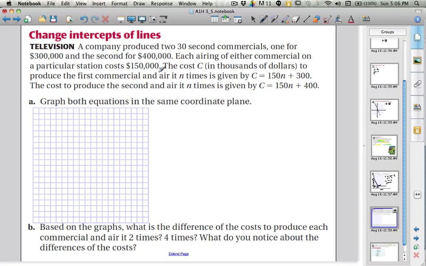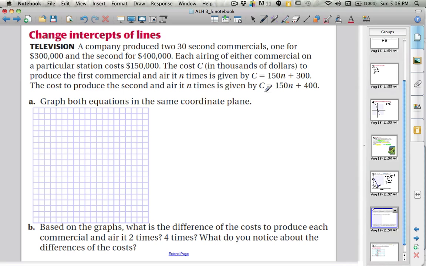Using another problem where we're going to work more with the intercepts of the lines, I'm given two scenarios for producing commercials. A company produces two 30-second commercials, one for $300,000 and one for $400,000. And in each case, the airing of the commercial on each particular station costs $150,000.